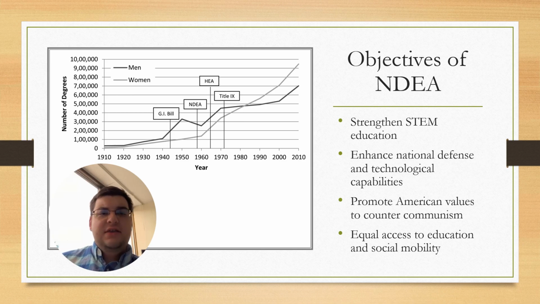So finally, the NDEA also promoted equal access to education, particularly for students from low-income families in disadvantaged areas. A few ways that it did this was financial assistance, such as scholarships and federal loans, to support those students in pursuing higher education opportunities, especially in the scientific and technology fields.